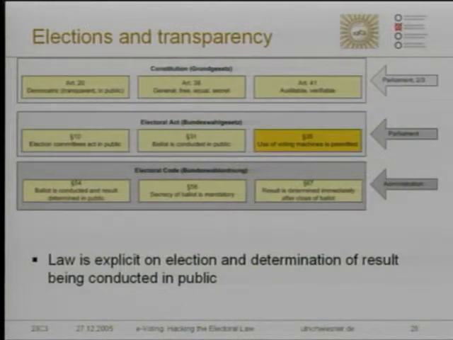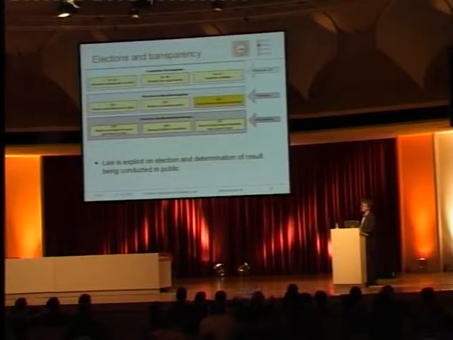And you would actually think that if you look at that, it is obvious that when you use voting machines, you have to fulfill the other election principles as well. And in fact, if you look at the Electoral Code, the Bundeswahlordnung, which is made by the Ministry of Interior, so by the administration without involvement of the parliament, it goes into further detail. It says the ballot is conducted in public and the result is determined in public, and the secrecy of the ballot is mandatory. So how can they get into that system and change it and take transparency and verifiability away?